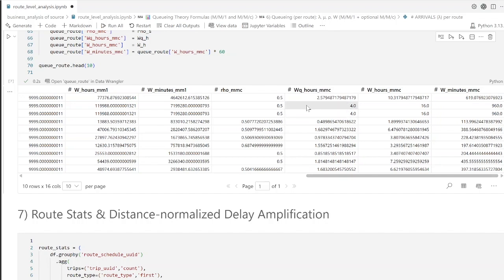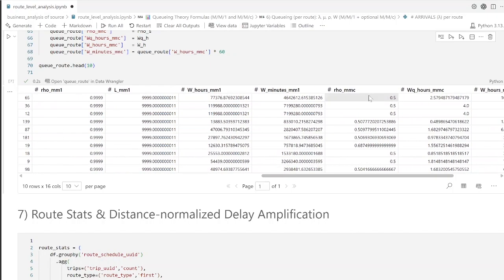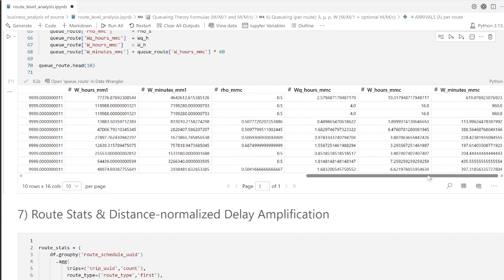And these are related to the MMC calculation, where we have increased the number of servers from 1 to 2. So you immediately see that the arrival rate has reduced. The WQ, which is the expected processing time, is also reduced.